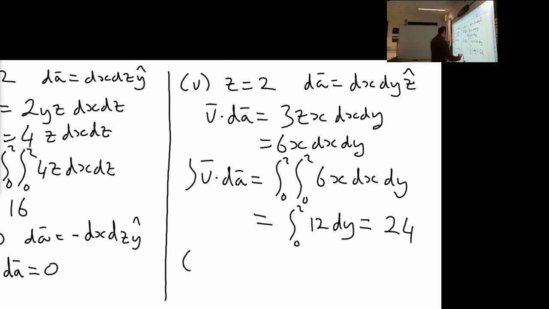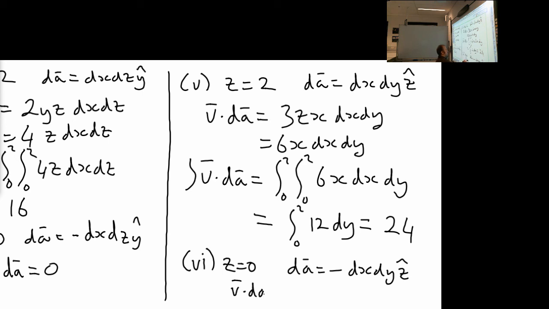On our final side, we see that z is equal to 0, and dA is equal to minus dx dy z hat. With z being equal to 0, we see that v dot dA will be equal to 0.